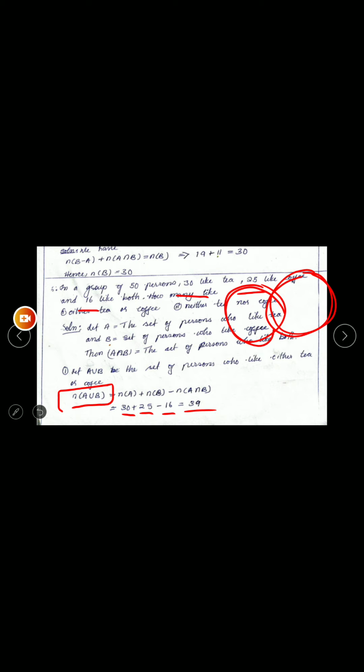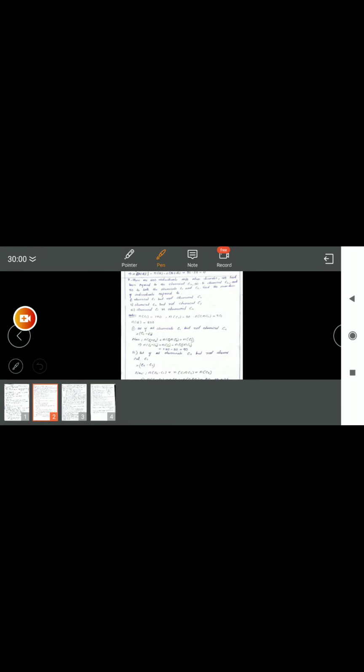Now neither tea nor coffee means they don't like any tea or coffee. Here the universal set is 50, the total number of students. Neither tea nor coffee means A complement intersection B complement, which is A union B complement. This is De Morgan's law.